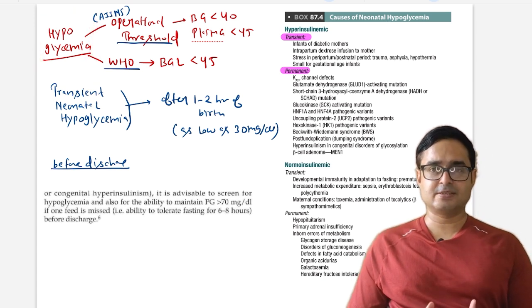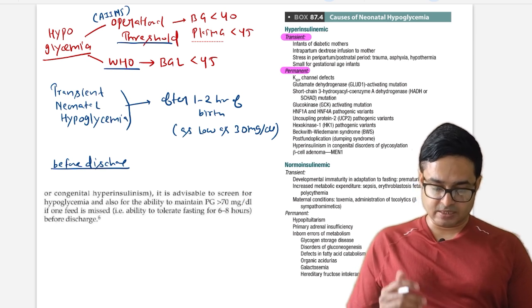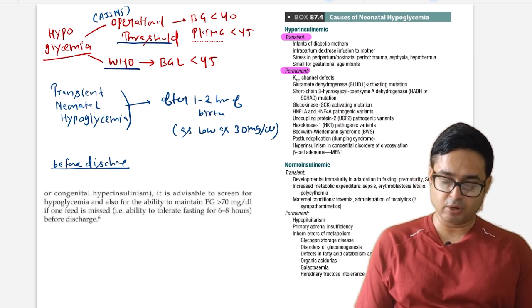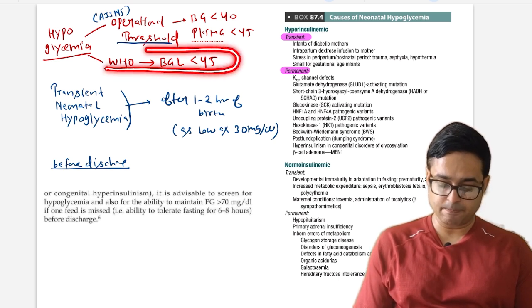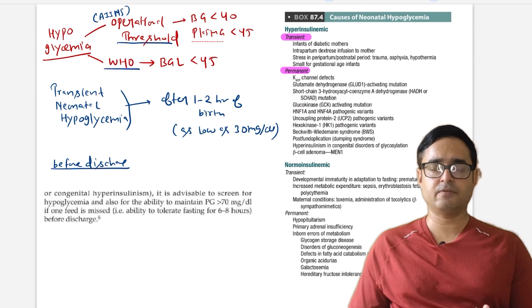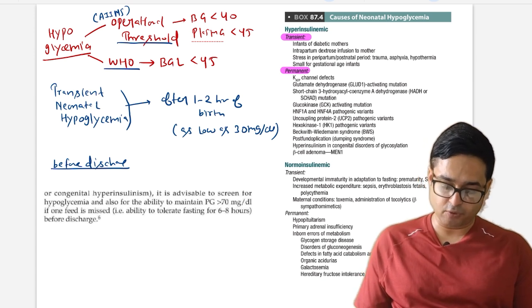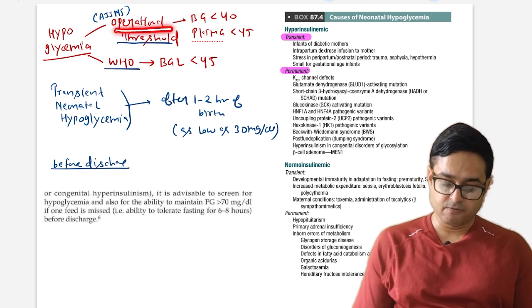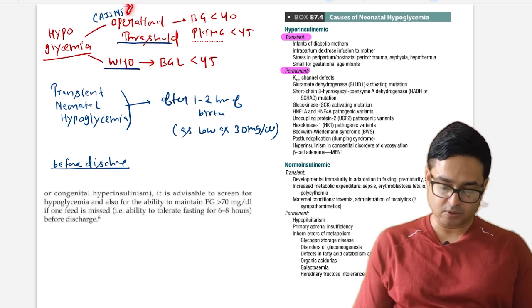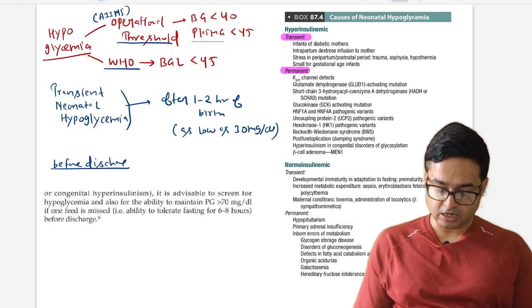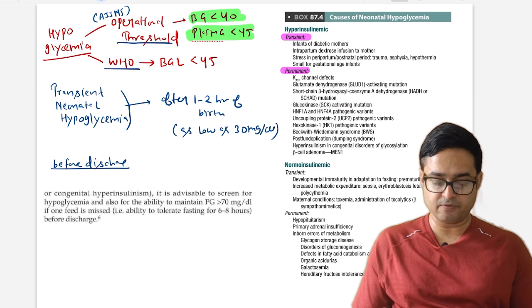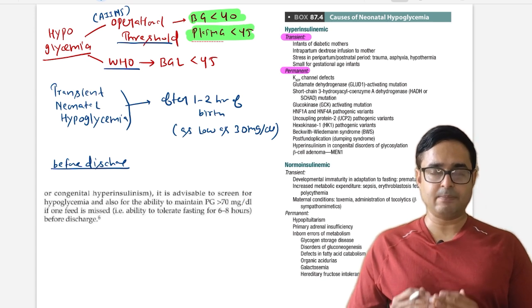This is actually the most favorite topic of AIIMS examiners. First thing first, what is the definition of hypoglycemia in neonates? First, we'll see what WHO says. WHO says blood glucose less than 45. But we don't follow this. We follow the operational threshold, which is also followed by AIIMS. What the threshold says is, if blood glucose is less than 40 or plasma glucose is less than 45, it will be called hypoglycemia.